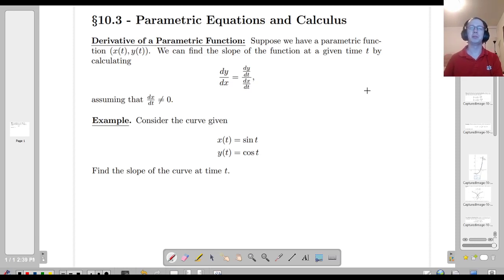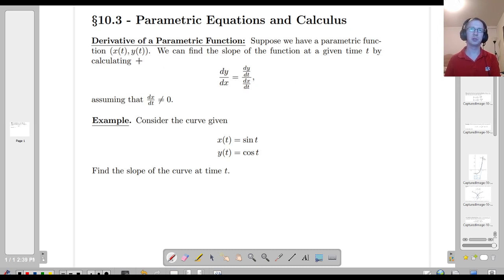Now that we've reviewed the basics of parametric functions, let's take a look at finding the slope of a parametric function. So if we have a parametric function where we've got a function for x and a function for y, if we want to find the slope, then we're not just going to take the derivative of one or the other of these. Remember, slope is dy/dx.